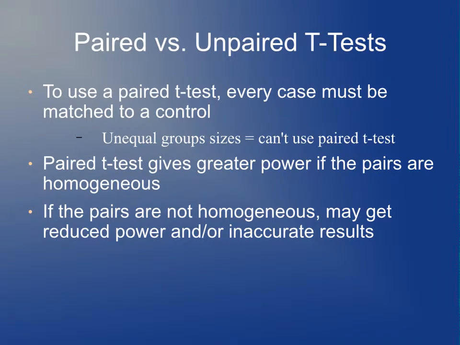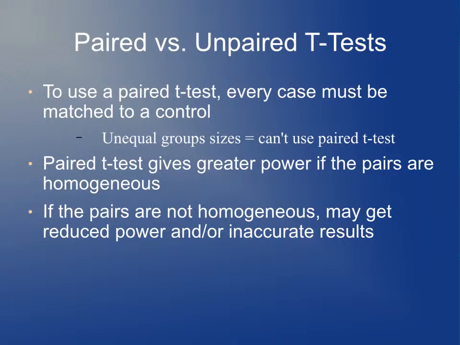And when doing two-sample t-tests, you can do either paired or unpaired t-tests. In order to use a paired t-test, every case must be matched to a control, or more generally, every observation in one group has to be matched to the other group. In particular, if the group sizes are unequal, then you can't use a paired t-test.